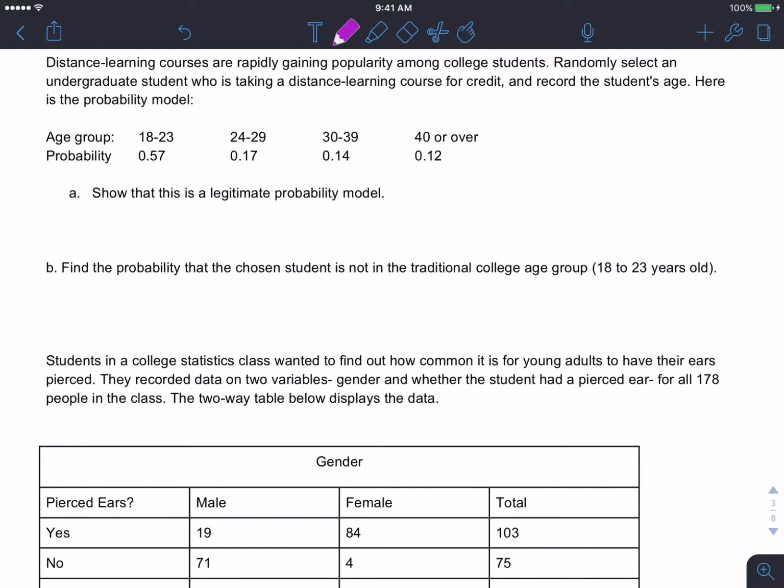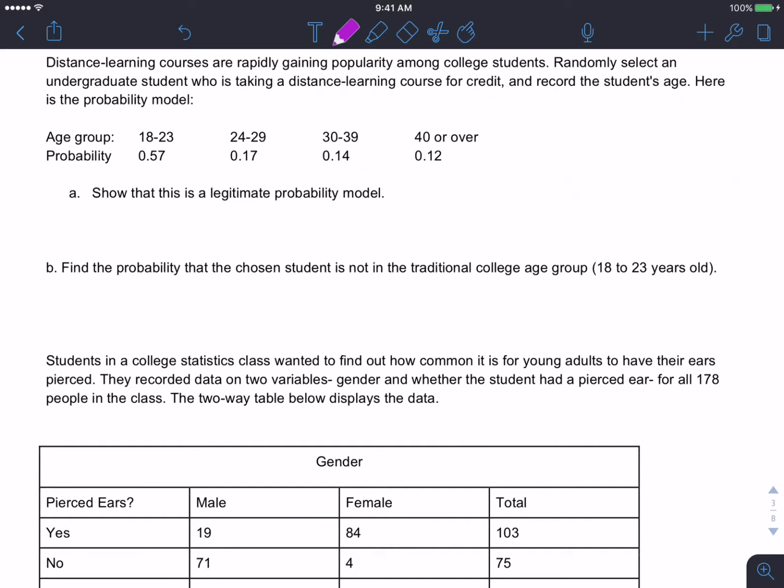We're going to go ahead and apply those basic probability rules. So let's take a look at an example. Distance learning courses are rapidly gaining popularity. So we're going to randomly select an undergraduate student who's taken a distance learning course for credit and record the student's age. And here are our results from it.